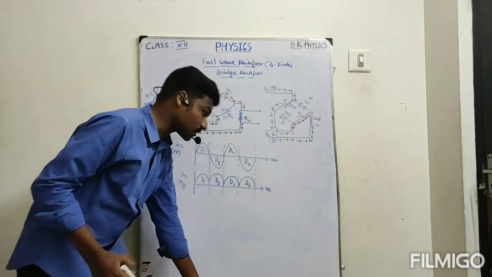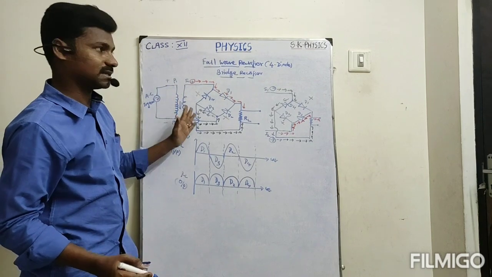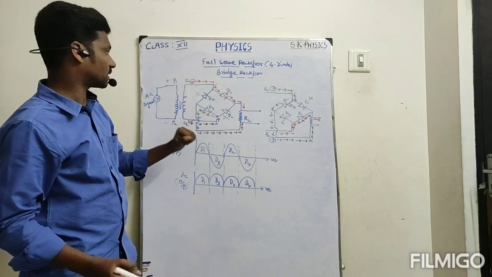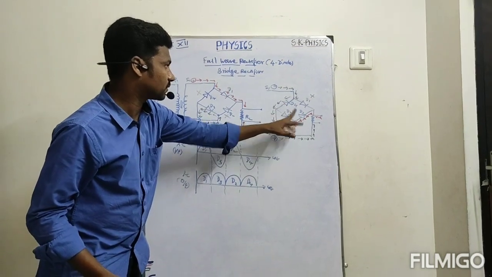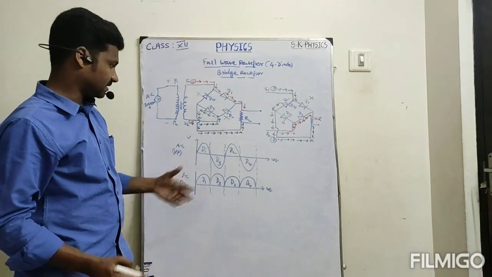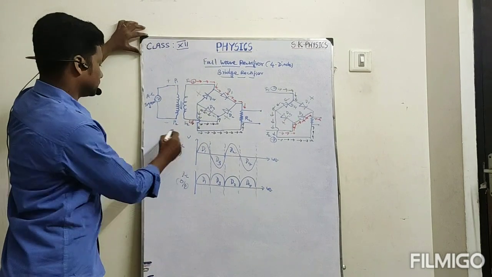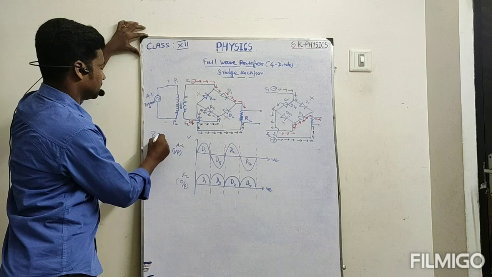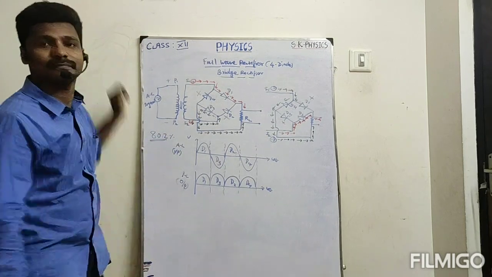Okay students, in the positive half cycle D1 and D3 are working, and in the second half cycle, if you observe, D4 and D2 are working, so we can get the full wave output. It's a full wave rectifier. Then the efficiency is also 80.2%. Okay, thank you.